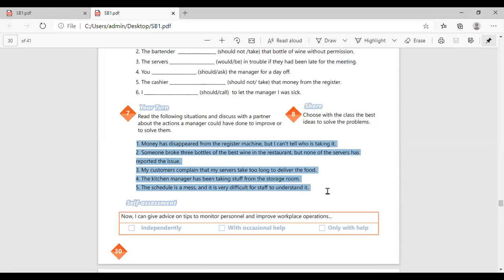Any questions about these five different scenarios? We have to choose one and discuss. It says to read the following situations, but if you choose two of them, that will be enough. Okay, are the situations clear, people? Any questions about vocabulary or pronunciation? No? Okay, so let's do this again.